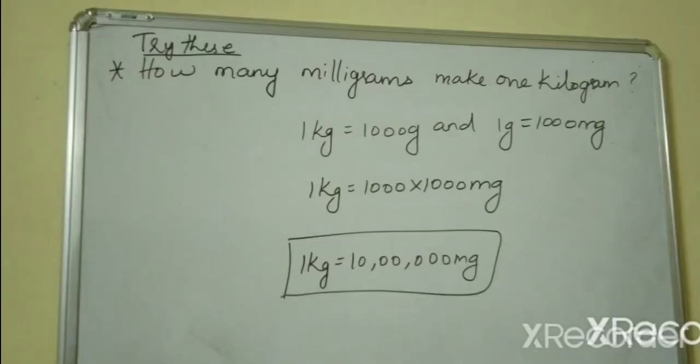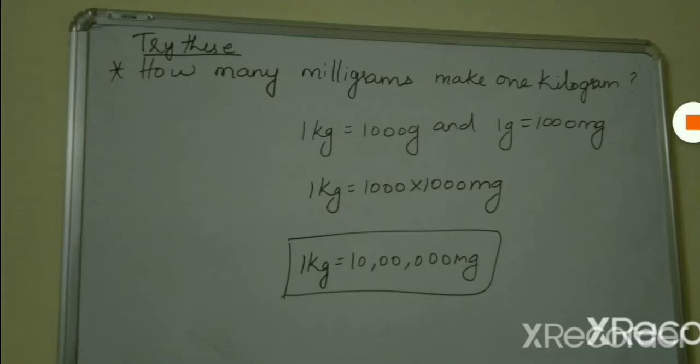Now try these. How many milligrams make 1 kilogram? We already know 1 kg is equal to 1000 grams and 1 gram is 1000 milligrams. So 1 kilogram will be equal to 1000 into 1000 milligrams. So it is 10 lakh milligrams. So 1 kg is equal to 10 lakh milligrams.